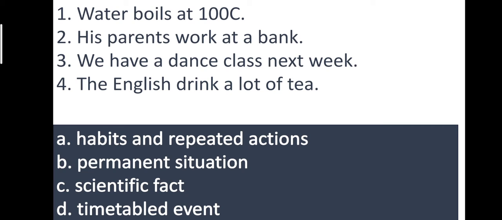Okay, now let's check our answers together. So the first one, water boils at 100 Celsius. So it's going to be scientific fact. So this is a general truth. His parents work at a bank. So this is going to be permanent situation. B. We have a dance class next week. So this is a timetabled event, which is D. The English drink a lot of tea. This is habits and repeated actions. This is somehow related to letter A.